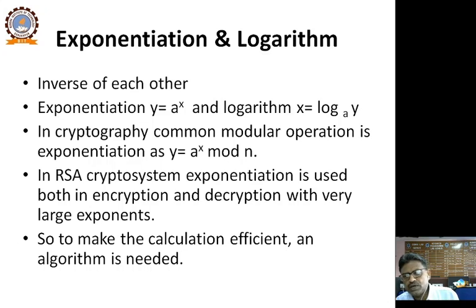If it is a square, it means a into a. If it is a to the power 4, it is a into a into a into a. If it is a to the power 104, then it means a multiplied 104 times. So it is not a very efficient process. So we are going to discuss now the efficient algorithm which is used for the calculation of such things.